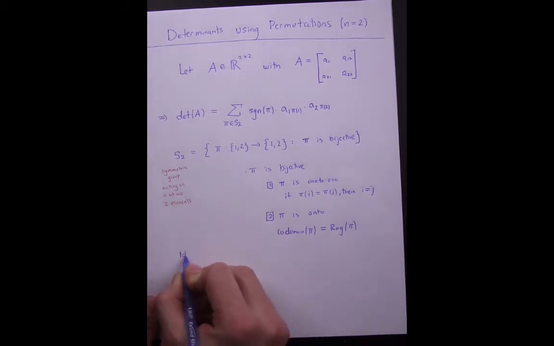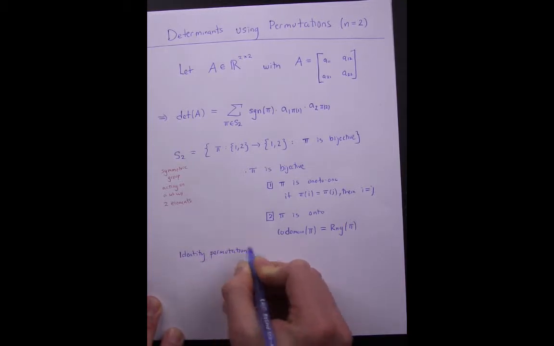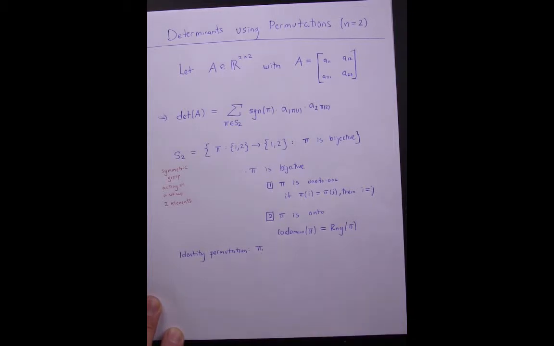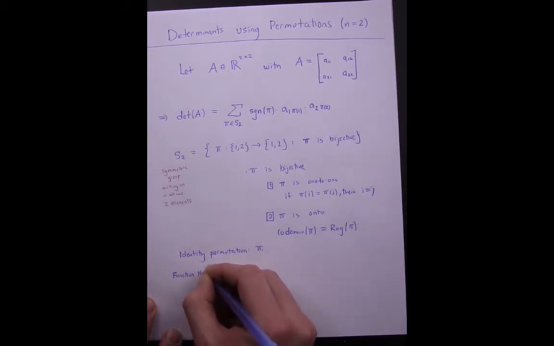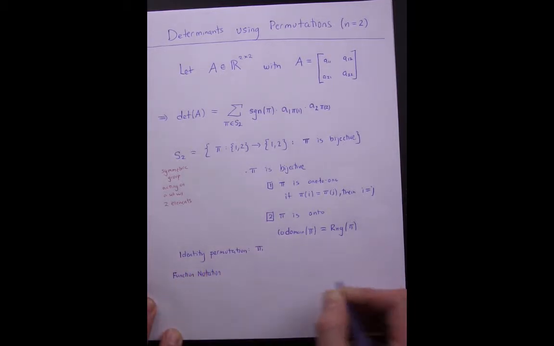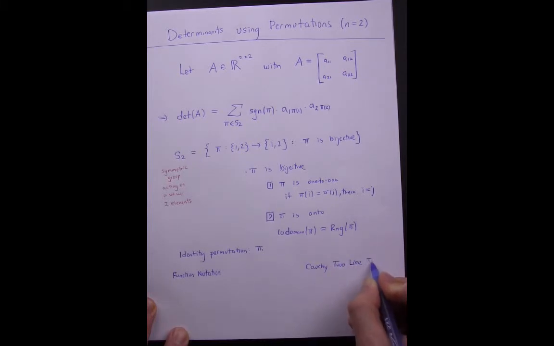We'll start with what we call the identity permutation, and we're going to call this pi 1. There are 2 ways we're going to define this. We're going to use either function notation or Cauchy 2-line notation.